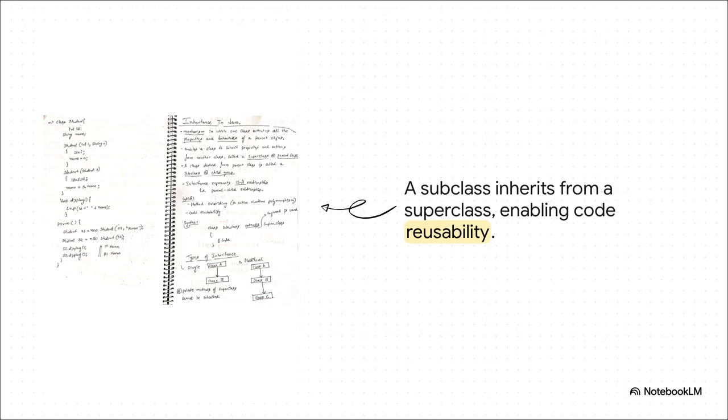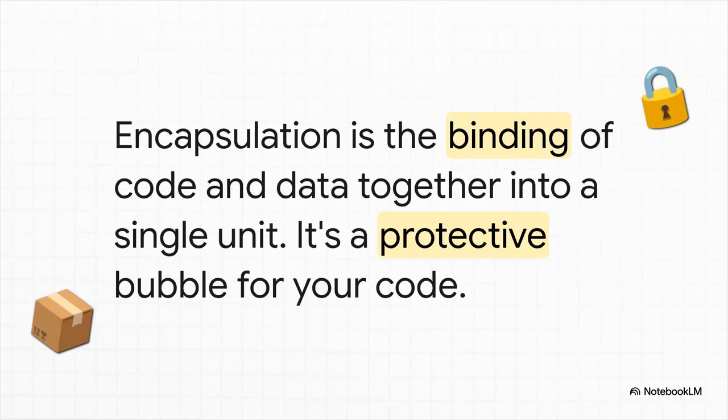Okay, so let's see what this looks like. The diagram shows a superclass, Class A, which has some basic stuff defined. Now, instead of rebuilding all that from scratch, Class B, which is a subclass, can just inherit it. Imagine Class A is a person with a name and an age. A more specific class, like student, could just inherit those traits and then add the new stuff, like a student ID number. It's all about reusability. It's a game changer.